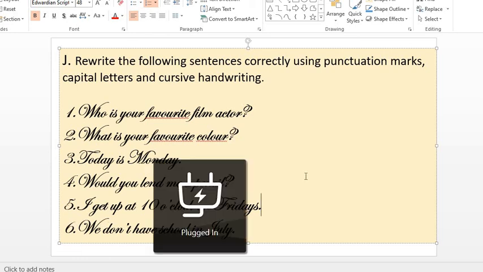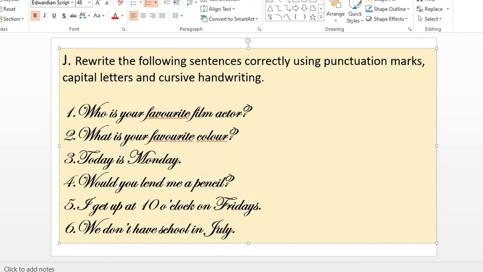Number 6. We don't have school in July. W is capital, and July is the name of a month. That's why I use capital J for July, and at the end of the sentence I use a full stop. Okay.